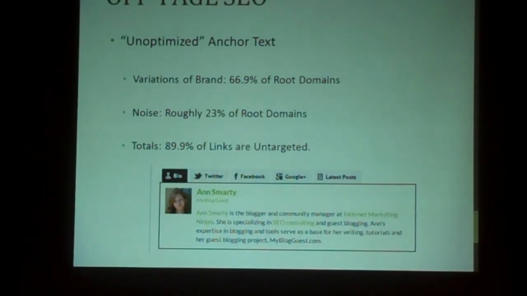Instead, they have a lot of brand links because a lot of it is organic. So 66.9% of the root domains are all for 10,000 Villages. That's the text that isn't withholding the link. The rest of it is noise. 23% of root domains are for click here or visit website or go to this website. And that totals 90% of all of their links that are untargeted.